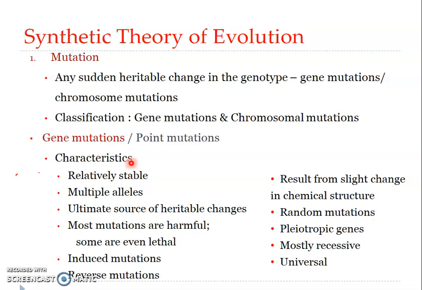Since each gamete contains about 20,000 genes, you can imagine 20 gametes means it is actually 4 lakh genes. Among that, there is only a single gene mutation that can happen. So it is a relatively very low rate. So genes are relatively stable. Okay, it's not gene mutations, genes are relatively stable.